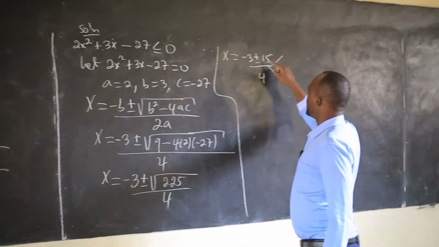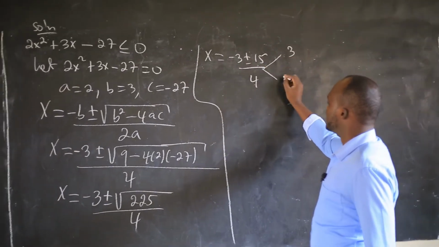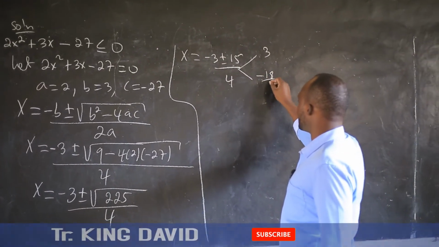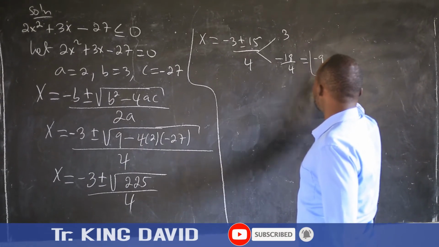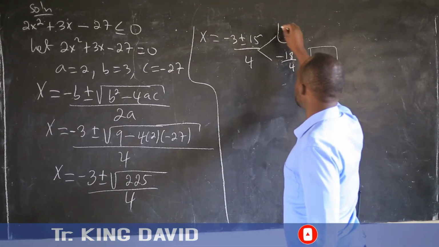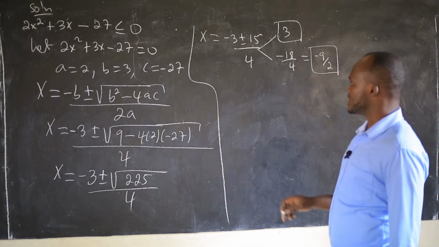When we add, we have 12 divided by 4, the answer is 3. We get negative 18 divided by 4, the answer is negative 9 over 2. So we have two values of x, negative 9 over 2 and 3. After getting those two values of x, the next step is to start a sign.